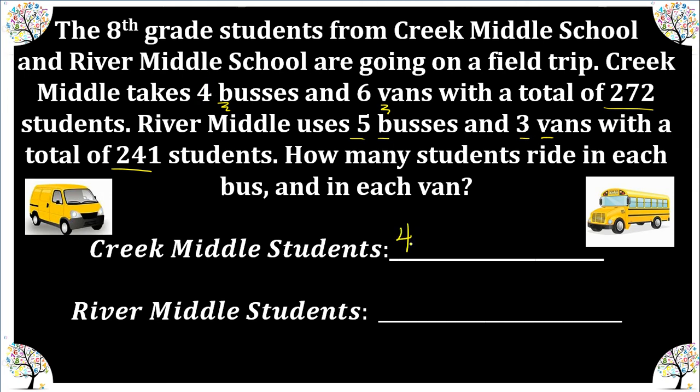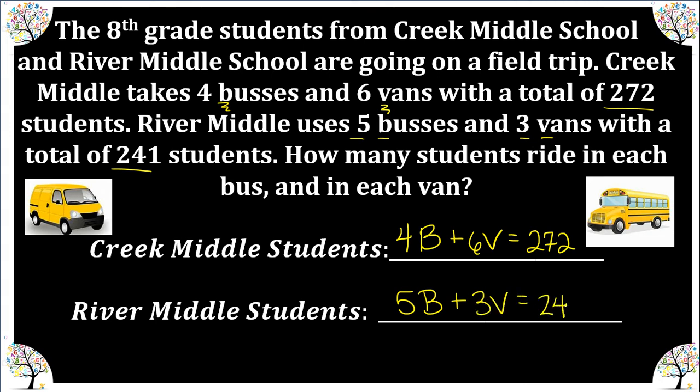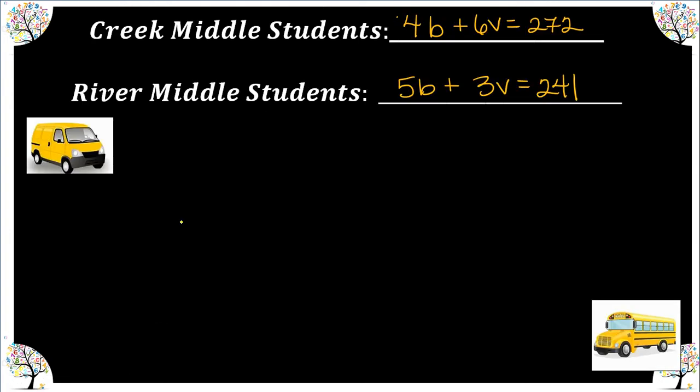So we have 4 buses, so there's so many students on a bus times 4, plus 6 vans. So 6 times V, where V represents how many students ride in the van, and there's a total of 272 Creek Middle students. Now let's set up for the River Middle. We have 5 times B, B represents the number of students on a bus, plus 3V equals 241. So since they're both written in standard form, I typically like to use the elimination method.